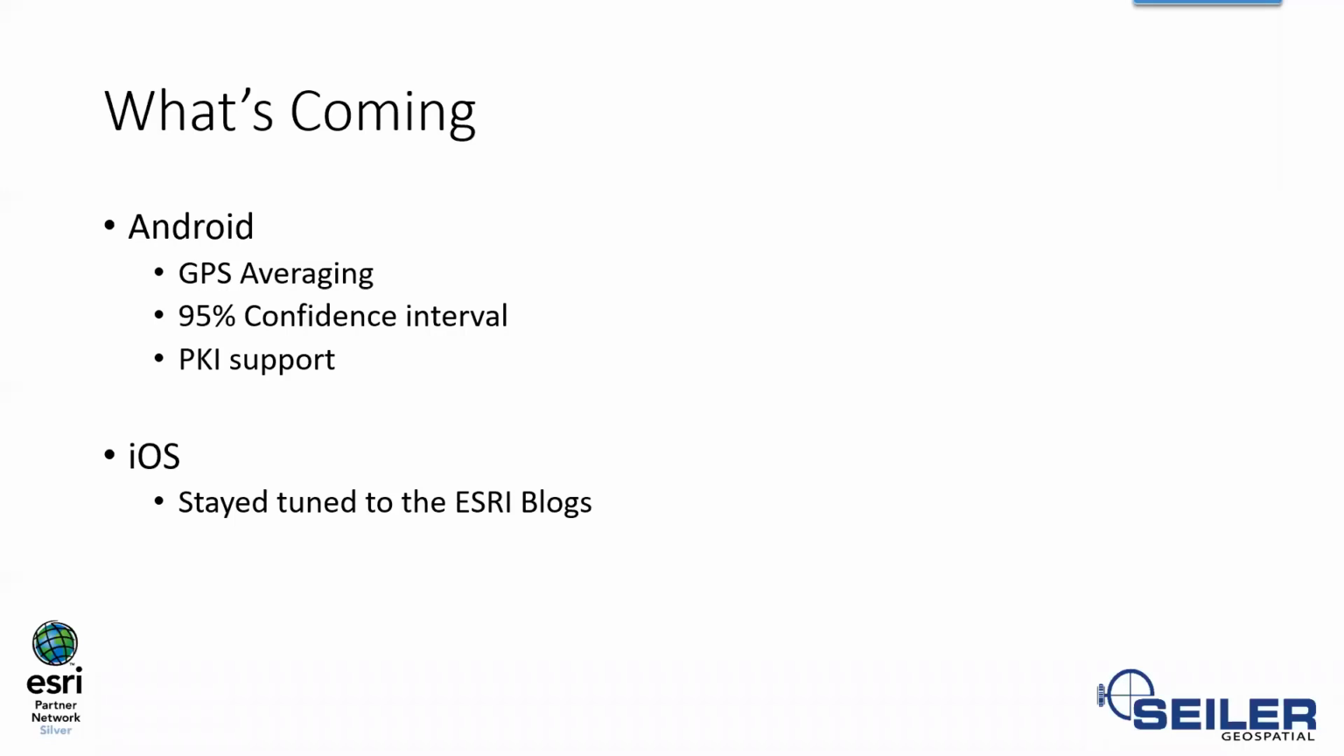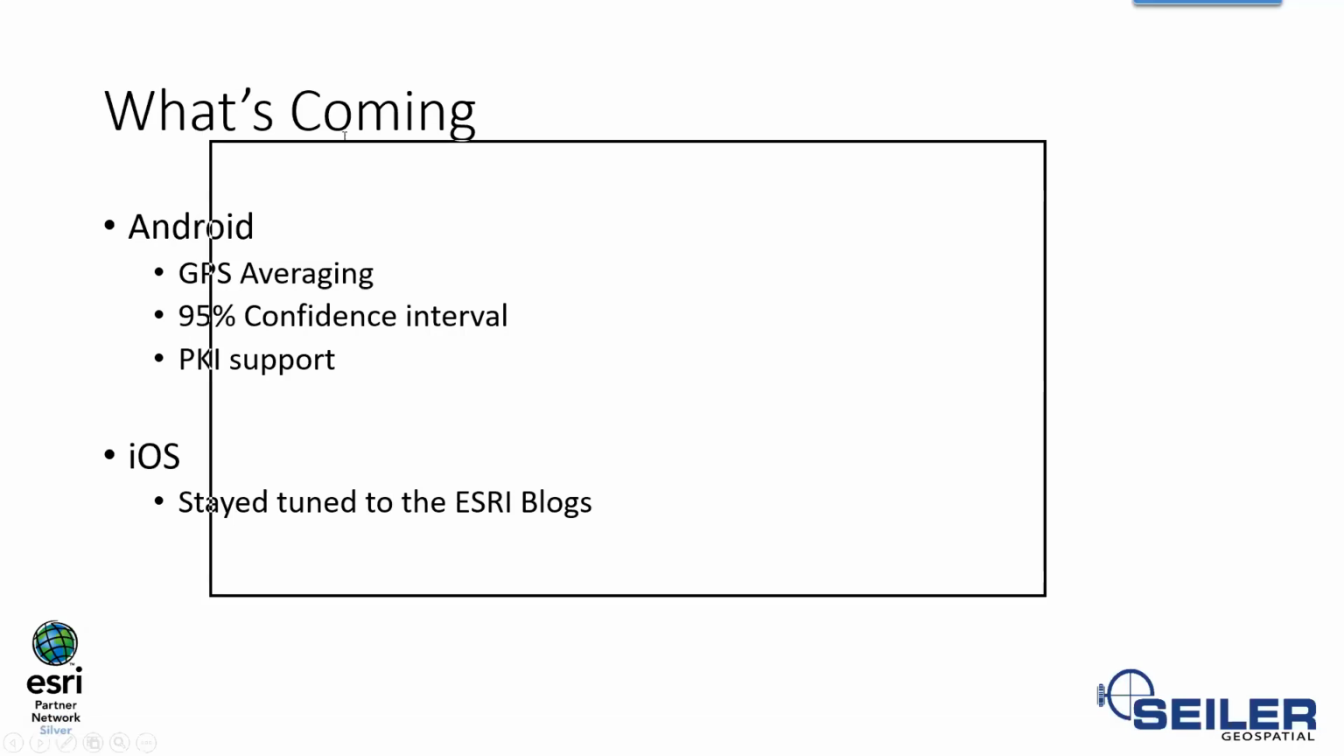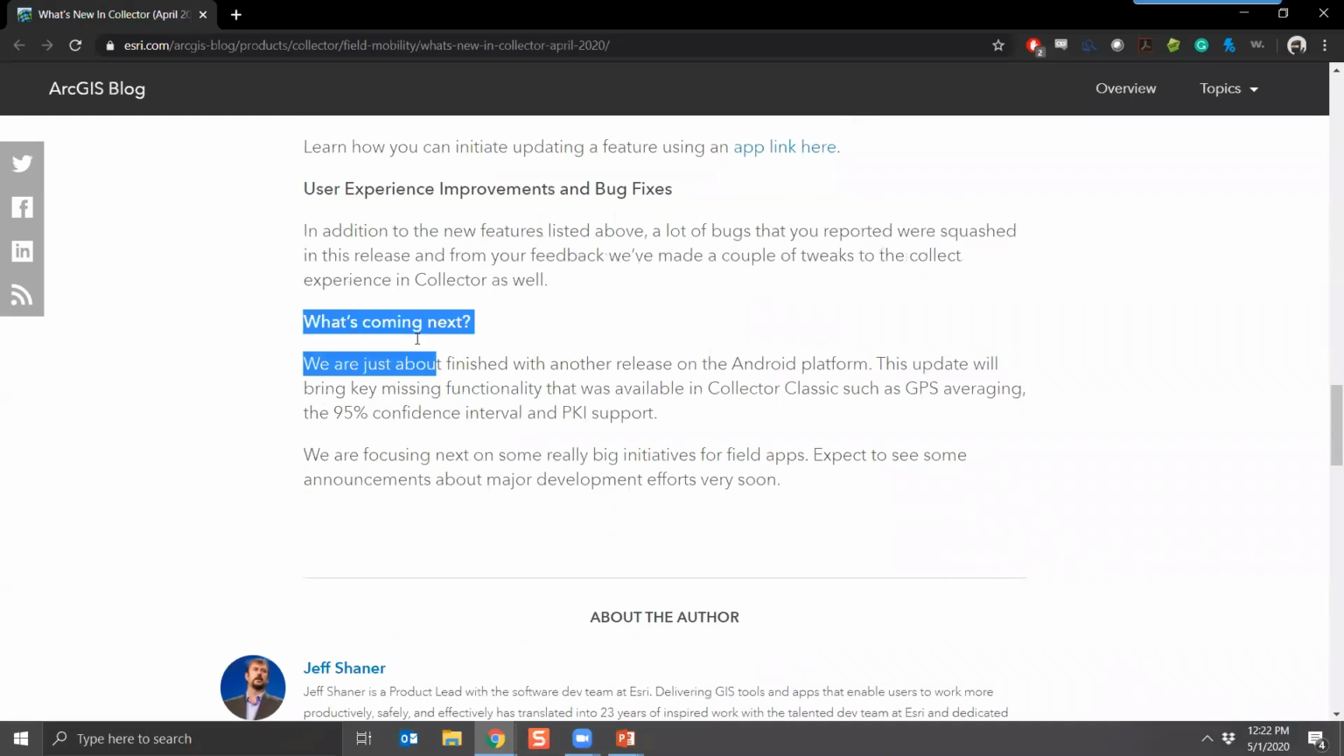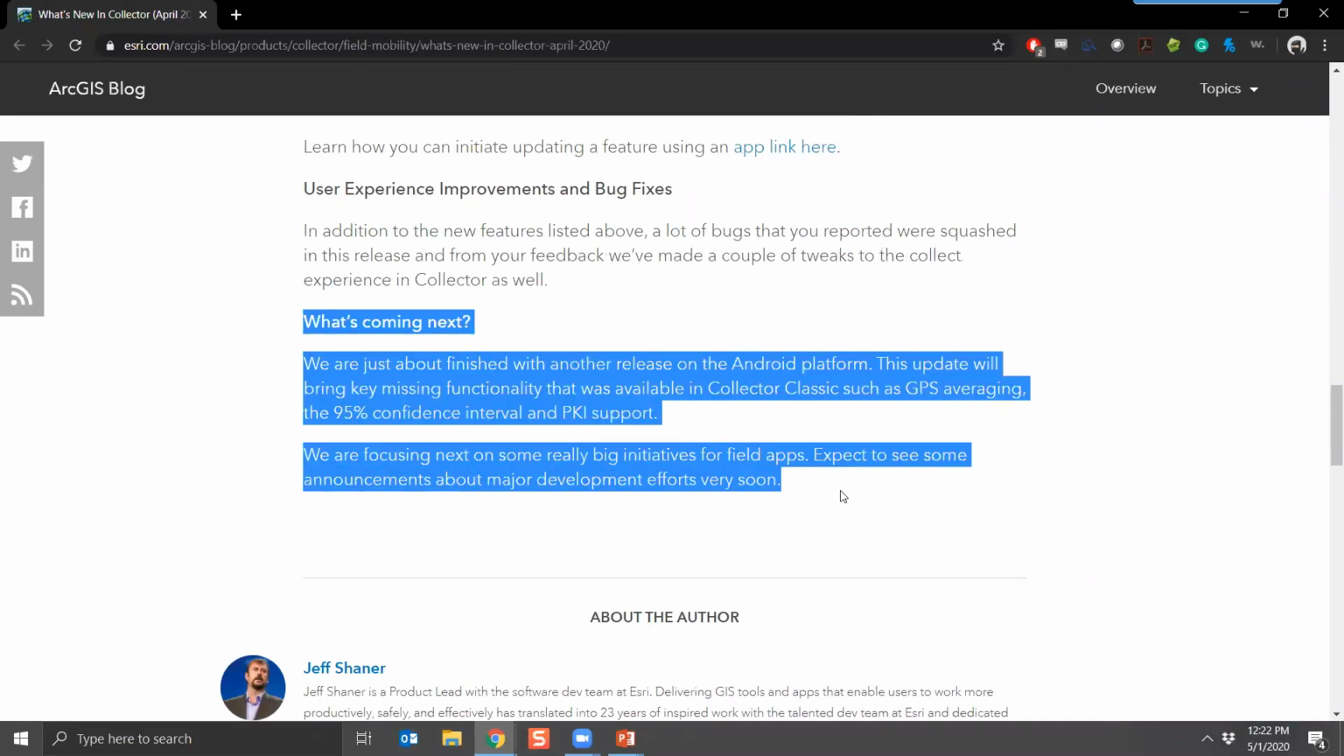So there's another blog, and if you go into Jeff Shaner's blog and look at his information, it will tell you exactly what's coming down the road. For Android, you will have the GPS averaging, the 95% confidence interval, and the PKI support. I'll show you exactly where I got this information. At the very bottom, he says, what's coming next? I took this information, and Jeff's very good about what the team is working on and what they're going to bring out in terms of updates.